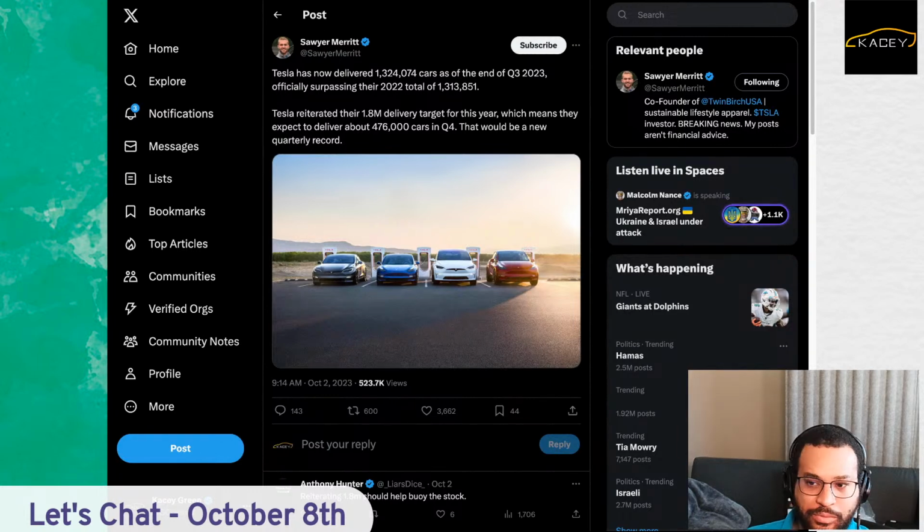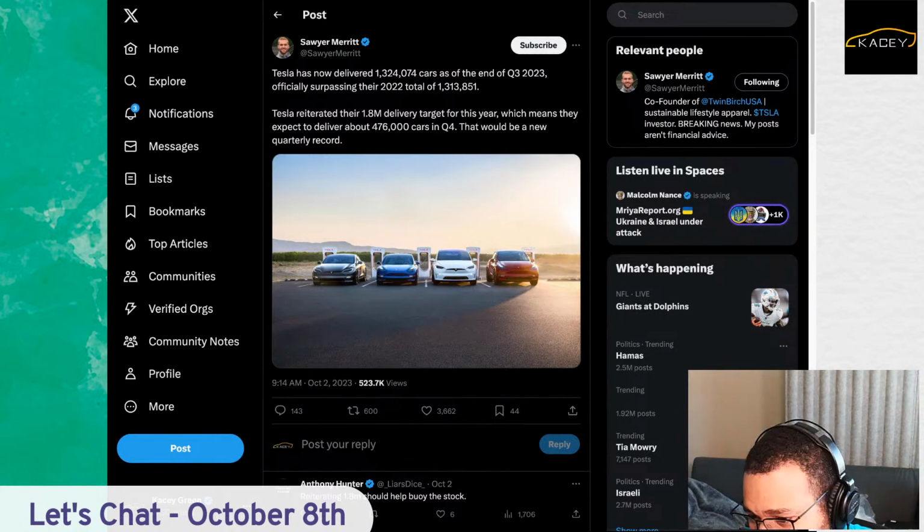Tesla's delivered 1,324,074 cars at the end of quarter three, 2023, officially passing their 2022 total of 1,313,851. So 75% of the year is done, and they've already matched and beat last year's 100% number. Oh my goodness, they missed! Oh, the world is sell Tesla. Oh my goodness, it's horrible.